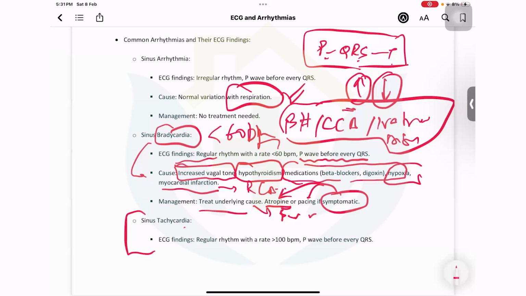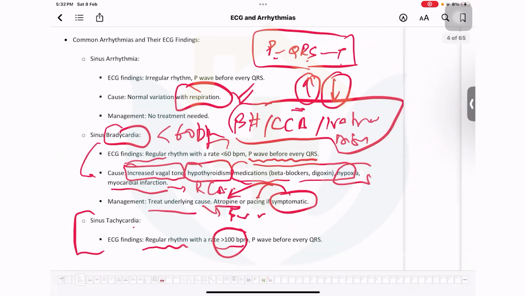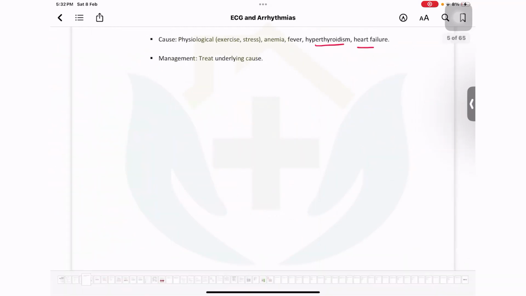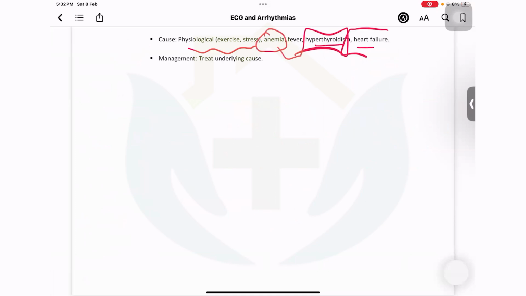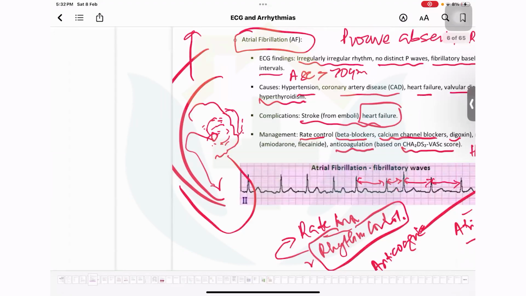Now coming to sinus tachycardia. So sinus tachycardia is a regular rhythm with a rate more than 100 beats per minute. There has to be a P wave before every QRS, which is a defining criterion for sinus rhythm. Physiological causes would be exercise, stress, fever. Pathological causes would be anemia, hypothyroidism, cardiac failure, certain drugs like LSD, amphetamines, deriphyllin, theophylline, thioxanthines, all caffeine, all of them can cause tachycardia. The treatment is to treat the underlying cause.